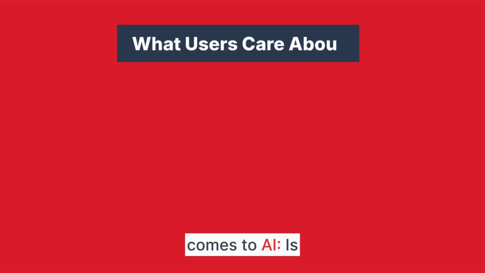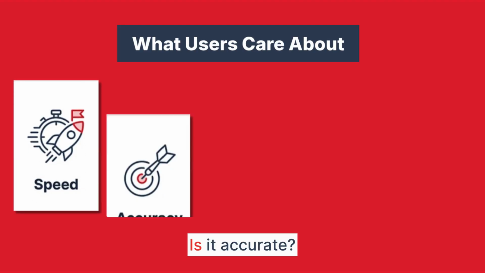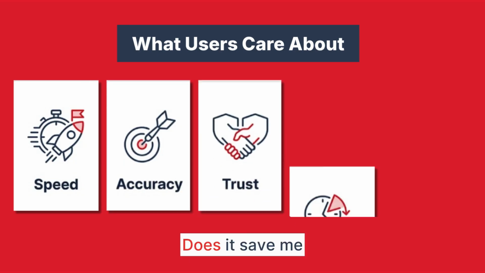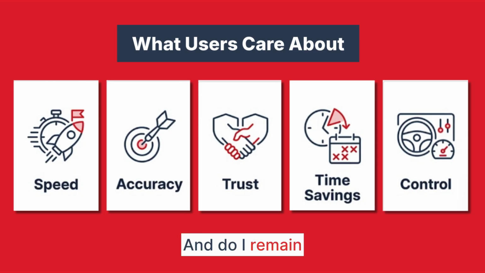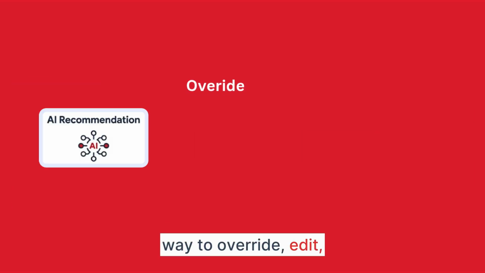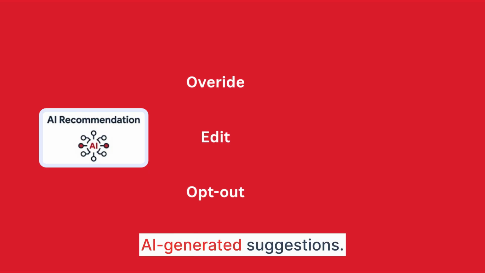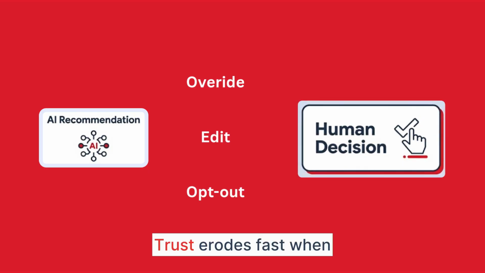Throughout all of this, it's worth remembering that users care far less about the technology than we do. Your users care about 5 things when it comes to AI. Is it fast? Is it accurate? Can I trust it? Does it save me time? And do I remain in control? Always give users a way to override, edit, or opt out of AI-generated suggestions. Trust erodes fast when AI feels like it's making poor decisions for them.